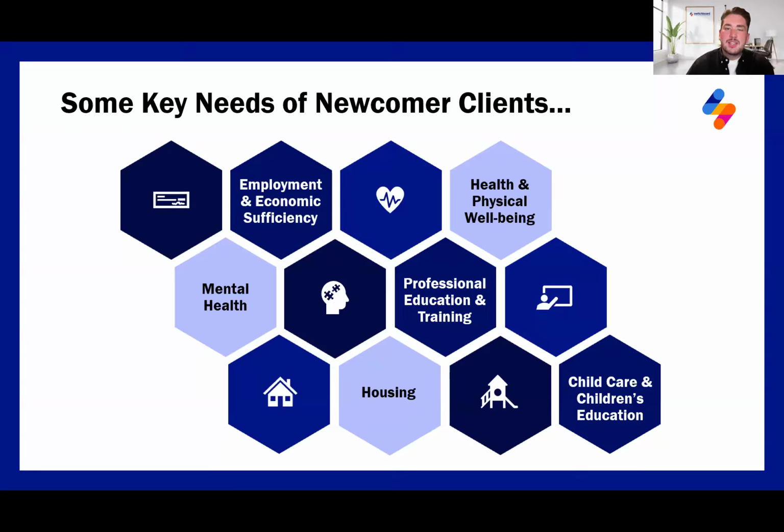The next is housing. So safe, stable, and affordable housing becomes the anchor point for everything else, right? If a family doesn't know where they'll sleep next week, it's hard to think about school or even work. And then childcare and children's education. Parents can't focus on employment or training unless their children are cared for and learning in safe, supportive environments. School and childcare centers are key to family stability.